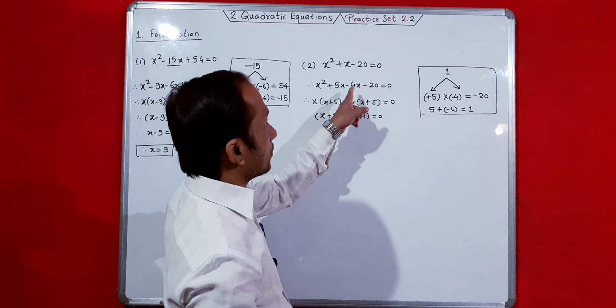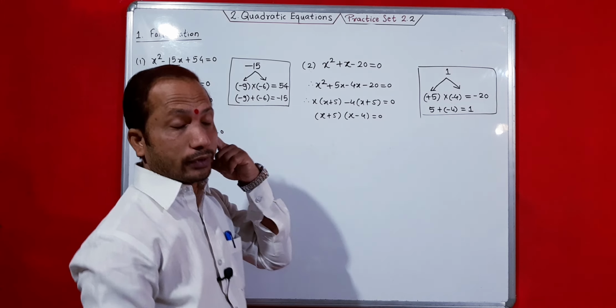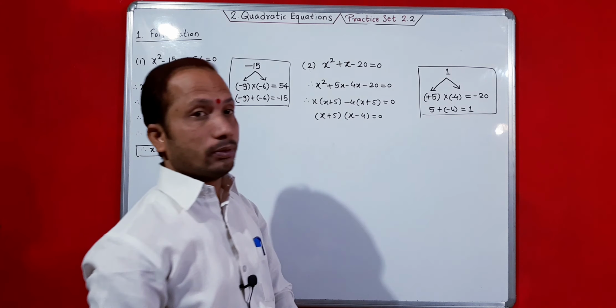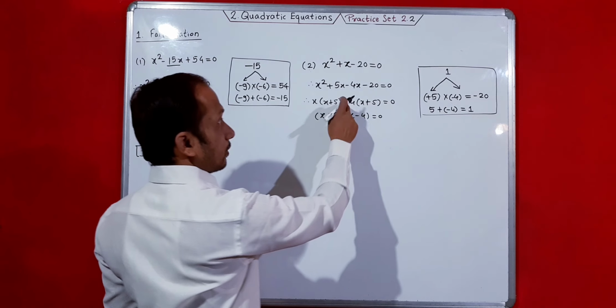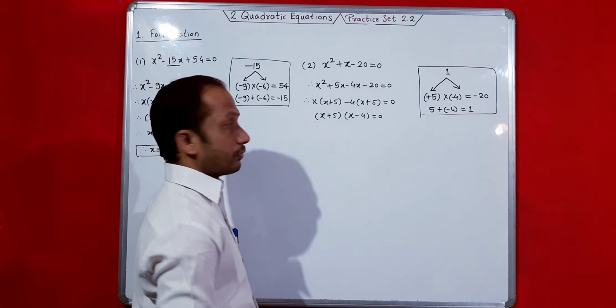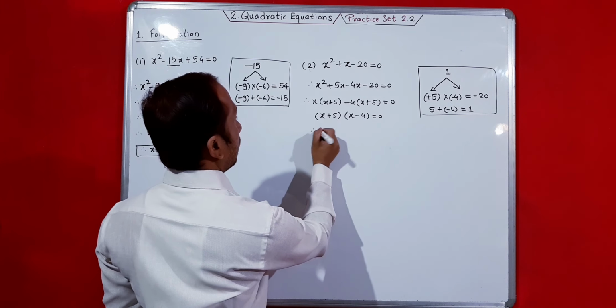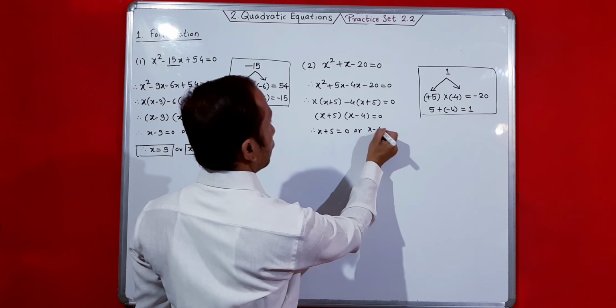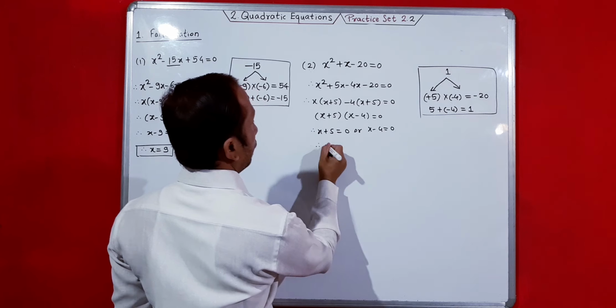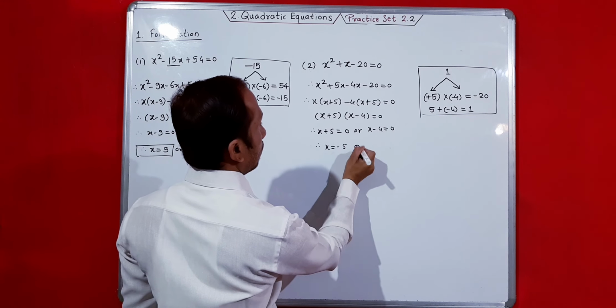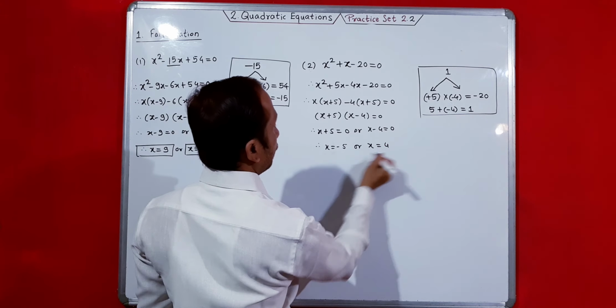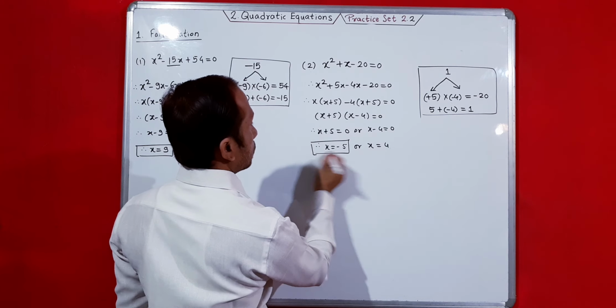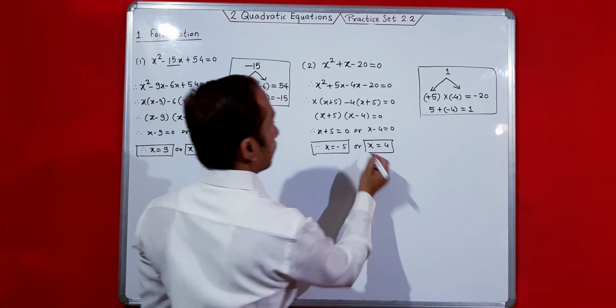So this minus 4, when I take it out, I will get plus 5, because minus minus becomes plus again. And this minus into plus will be minus 20. Therefore x plus 5 is equal to 0 or x minus 4 is equal to 0. Therefore x is equal to minus 5 or x is equal to plus 4. So these are the roots of the given quadratic equation.